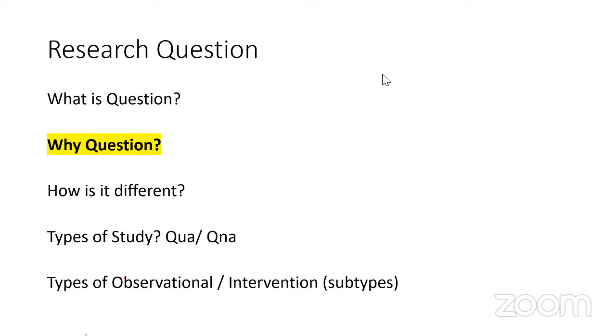Okay, so I can see something in the chat box. Is it a question? Okay, sorry, no question asked in the chat box. So we will continue here.